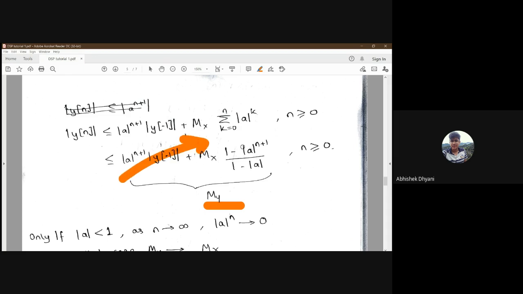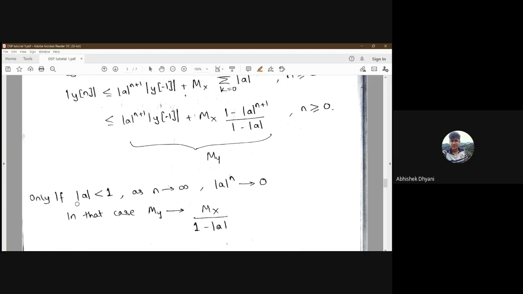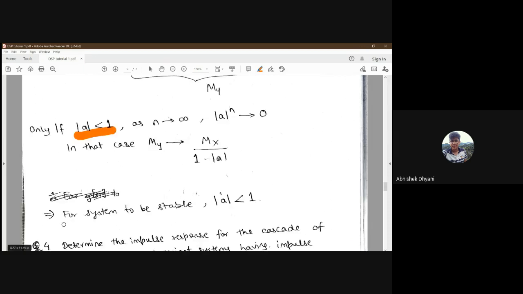And this part, mod of a raised to the power n minus 1, will also become 0. And we will get that My becomes simply Mx by 1 minus mod a, which is bounded. So we can say that the output is bounded only when the magnitude of a is less than 1. So the system is stable when the magnitude of a is less than 1.